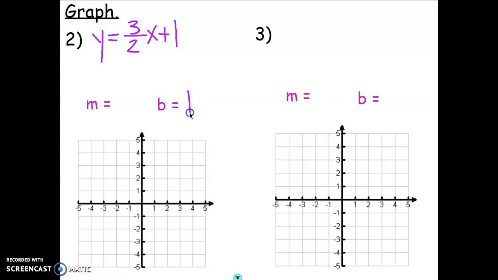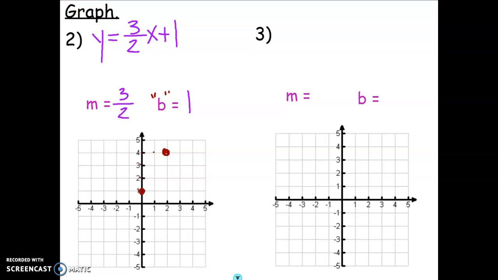All right, example 2, let's try to graph y = 3/2x + 1. So the 1 represents our b, or our y-intercept, and the 3/2 represents our slope. So we will begin with b by putting a point at 1 on the y-axis, and then use our rise and our run to count from there. So from that point, we can go up 3 over 2.